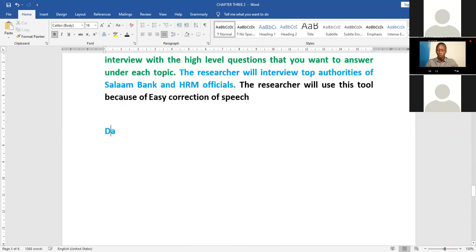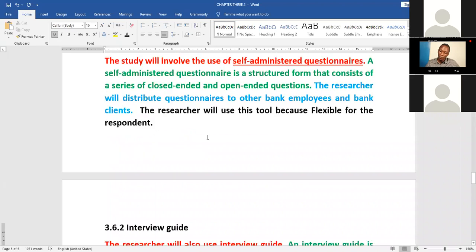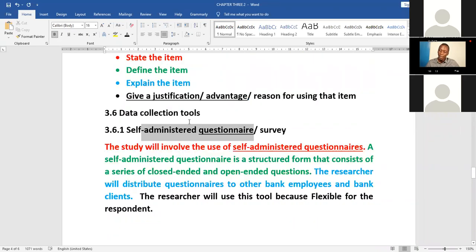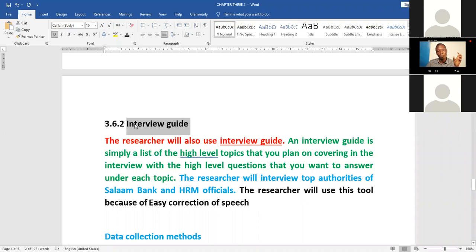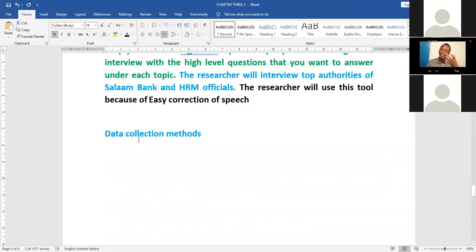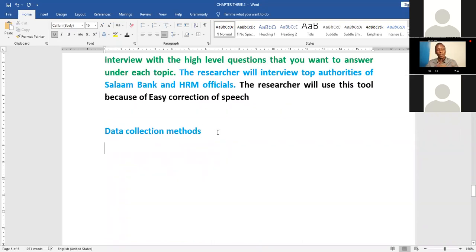Okay, so we also have what you call data correction methods. Now, what's the difference between data correction tools and data correction methods? Tools are the things that you can touch, like a self-administered questionnaire, like an interview guide. Now, these ones are in the form of a paper, you can touch them. But a method is just the procedure that you are going to go through to use that tool.